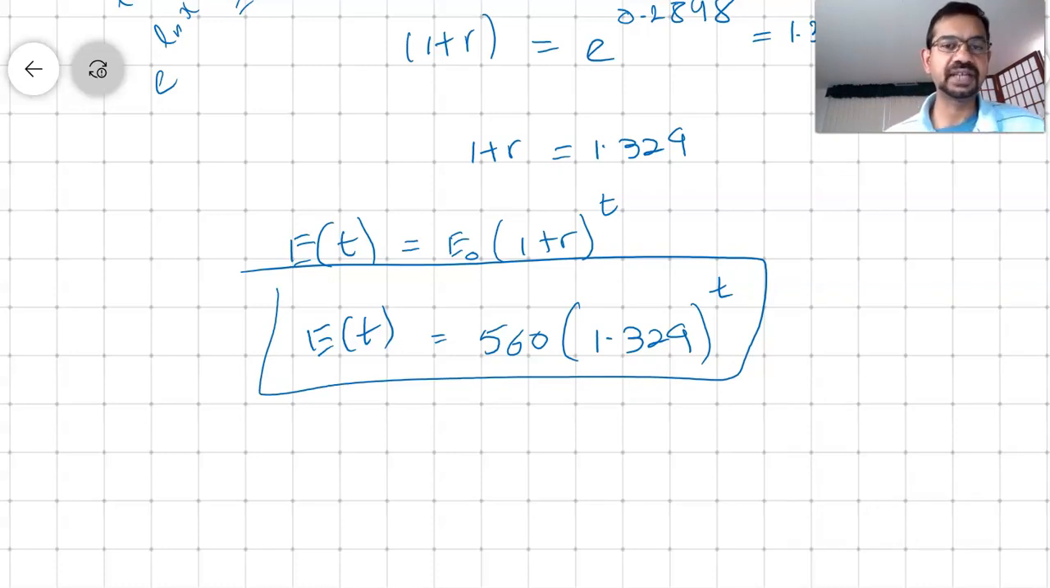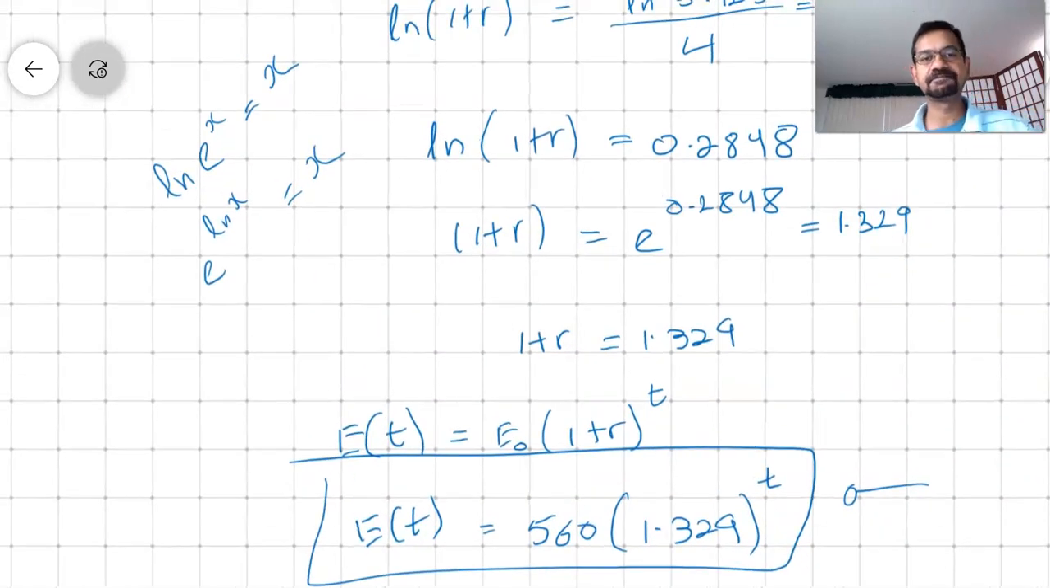If we want to find enrollment after 10 years, we can simply plug in 10 for t. If we want to find enrollment after 15 years, plug in 15 for t. So this is called the general exponential function, which is capturing the growth given by our case at hand. Hope this clarifies how to solve log and exponential functions. Thank you.